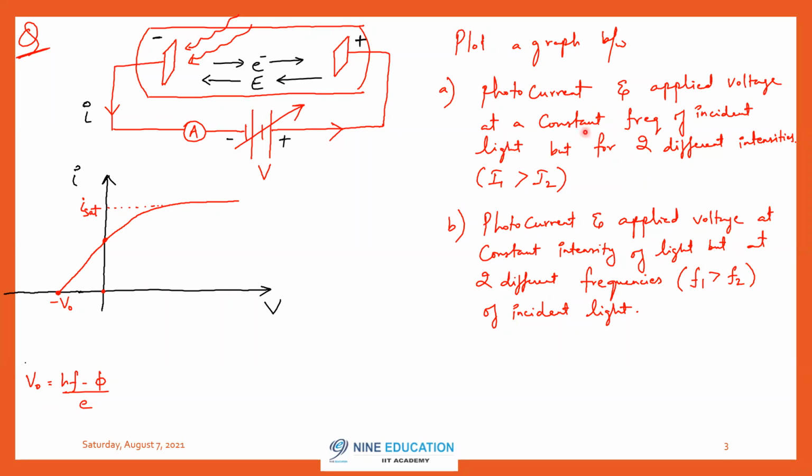So you're plotting the graph for two different intensities. So these two different intensities should have the same stopping potential or not? Are you people following the class? Yes. So how will you draw the graph? You have to draw a graph in this way.